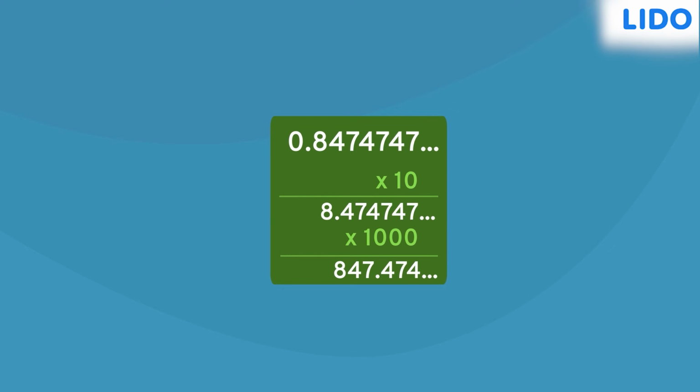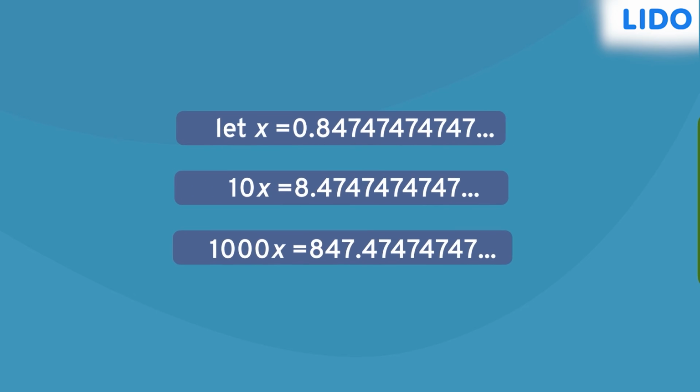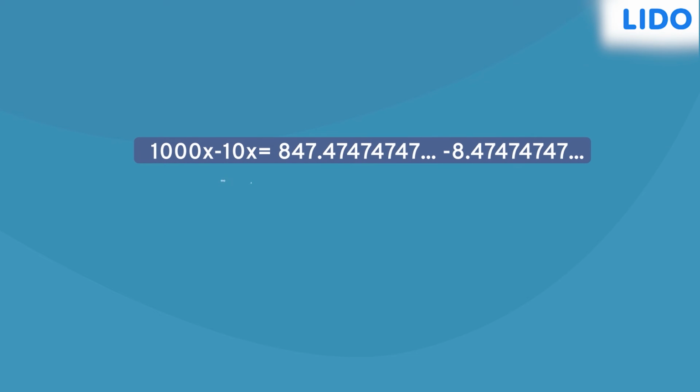The equation for this problem will look like this. After subtracting the two equations, we get 990x is equal to 839. That is, integer times x is equal to another integer. On dividing both the left and right hand sides by 990, we get x is equal to 839 upon 990.